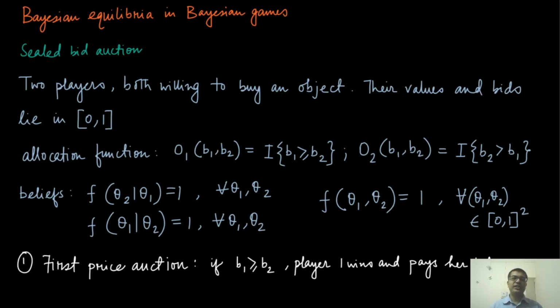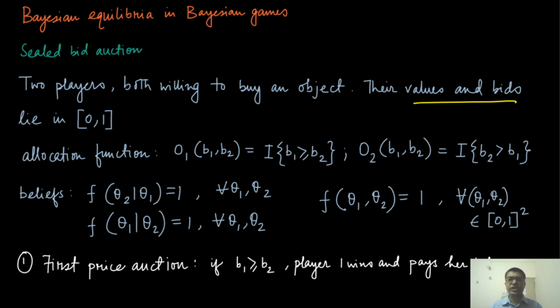Now let us look at the examples of Bayesian equilibrium in the Bayesian games. So let us get back to the previous example of a sealed bid auction. The problem setting is the sealed bid auction. We know that in this example there are two players who are willing to buy an object, and their values and bids lie in this set [0, 1].